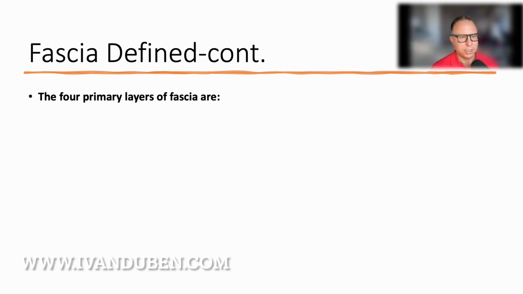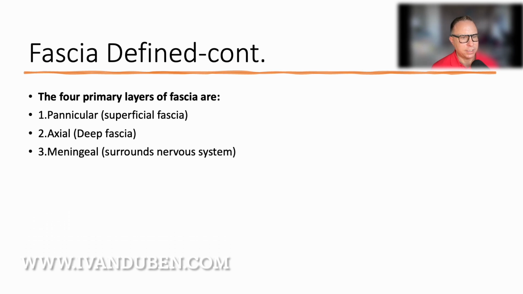The four primary layers of fascia are panniculus, superficial fascia; axial, deep fascia; meningeal, which surrounds the nervous system; and visceral fascia.